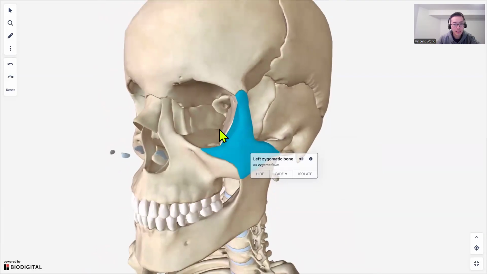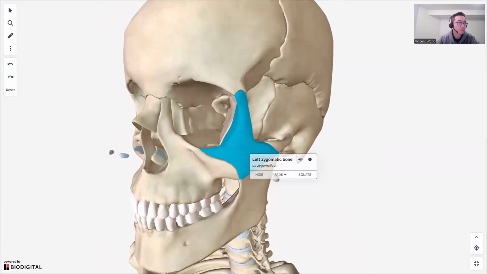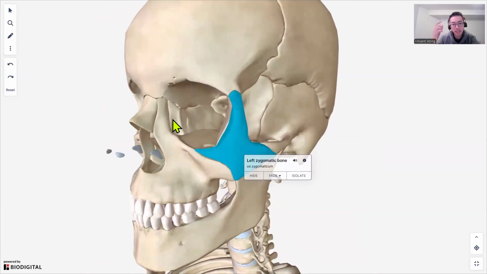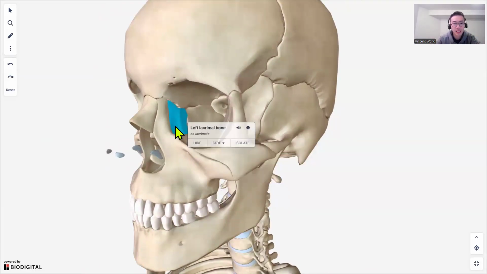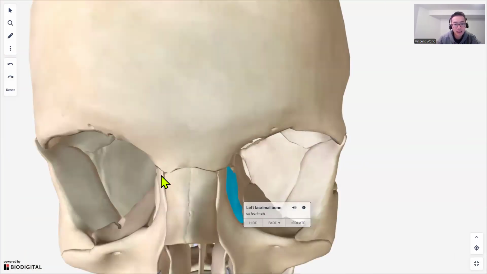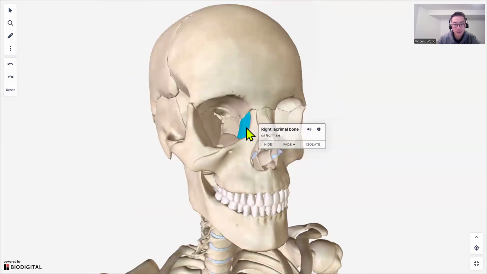Okay, let's look at some of the other more obscure bones. We have three more bones that make up the medial side of your eye socket, starting with the lacrimal bone. There are two lacrimal bones, one here, and then you have another lacrimal bone right here. Inside the lacrimal bone is where you will find your tear ducts.